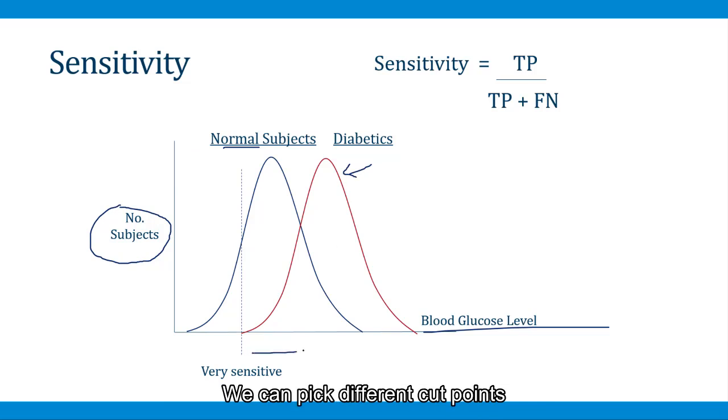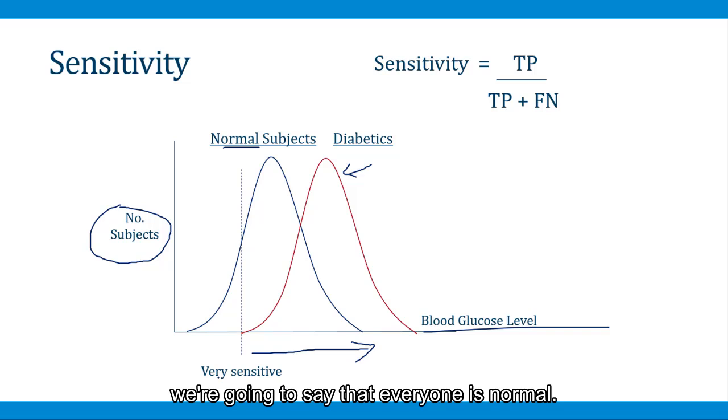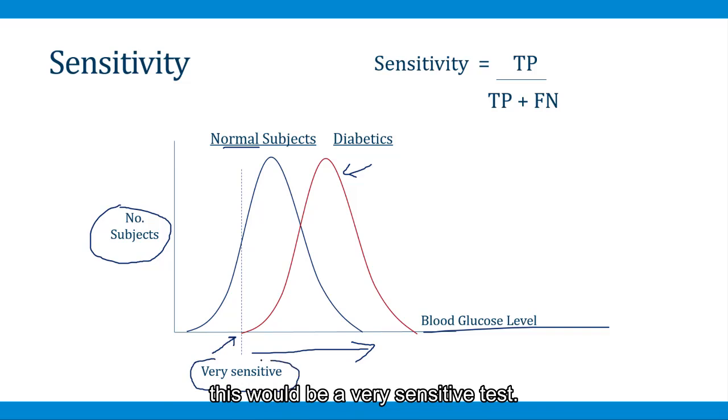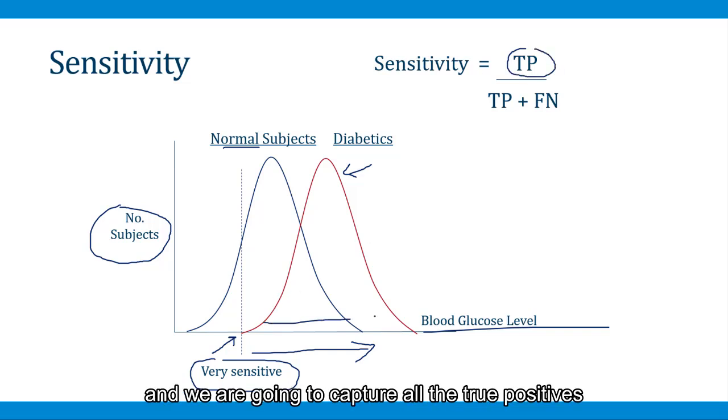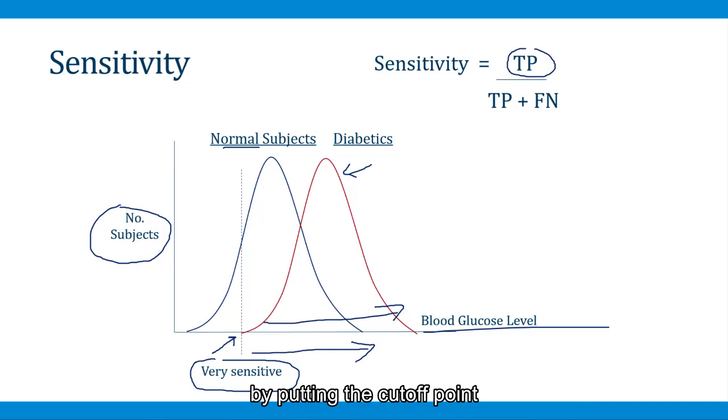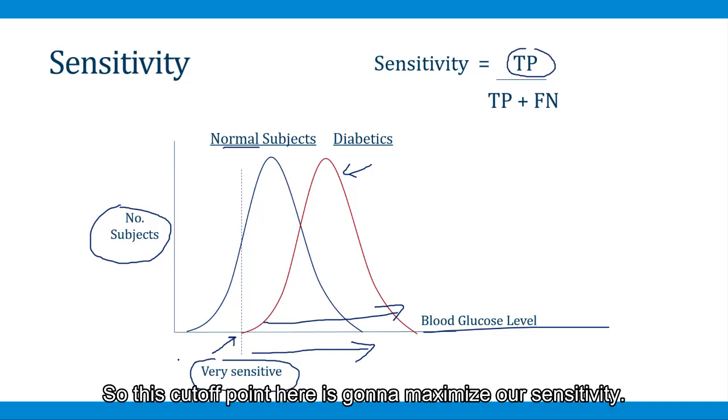We can pick different cut points along the x-axis for our cutoff of the diagnosis of diabetes. Above this cutoff, we're going to say that everyone has diabetes, and below this cutoff, we're going to say that everyone is normal. Well, if we put the cutoff right here, this would be a very sensitive test. Remember that sensitivity has true positives in the numerator, and we are going to capture all the true positives by putting the cutoff point where I've shown on the slide here. We're not going to miss any of them. So this cutoff point here is going to maximize our sensitivity.